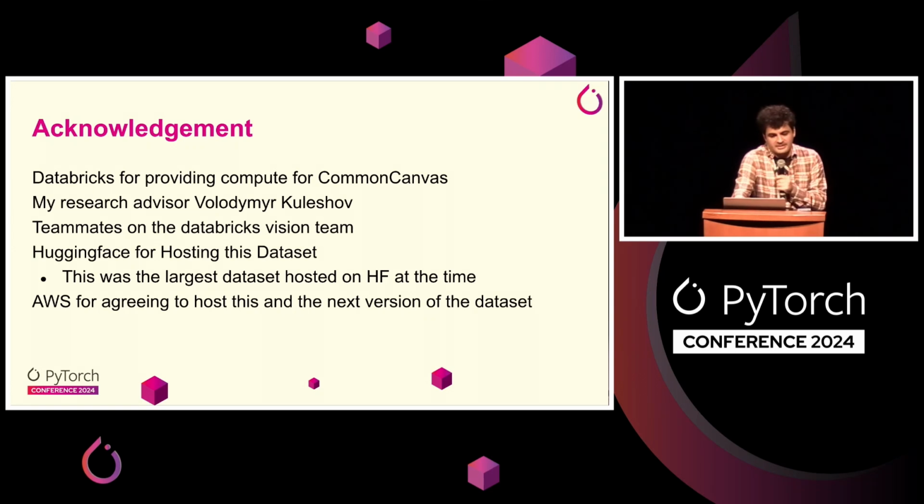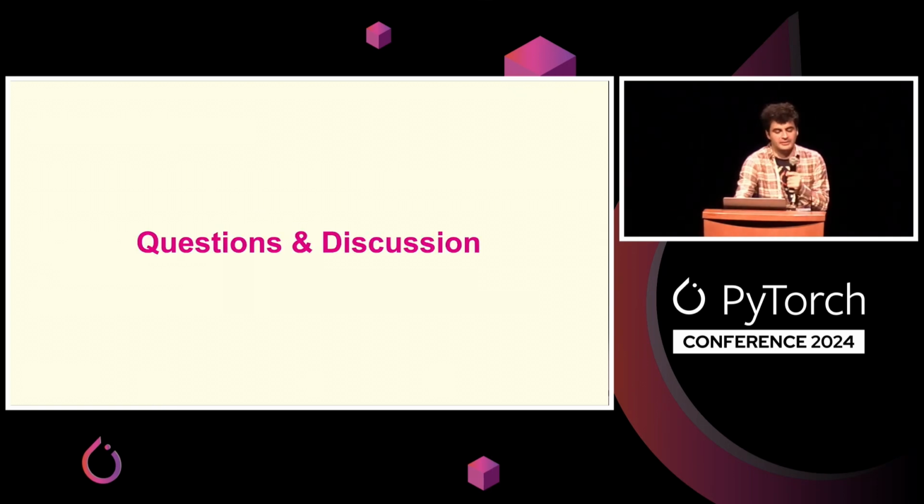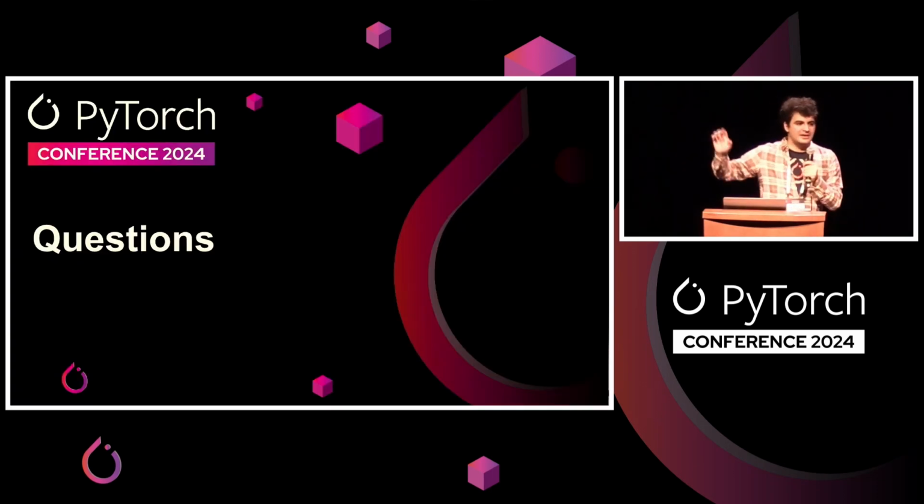And to acknowledge people: Databricks for providing compute for CommonCanvas, my research advisor, teammates on the Databricks Vision team for helping set up the infra for this, Hugging Face for hosting a really large dataset, and AWS for helping me host the next and larger version of this dataset. I also need to move this dataset over to AWS after this. But yeah, you can go check it out online. It's all available on Hugging Face. And I can open the floor to questions.